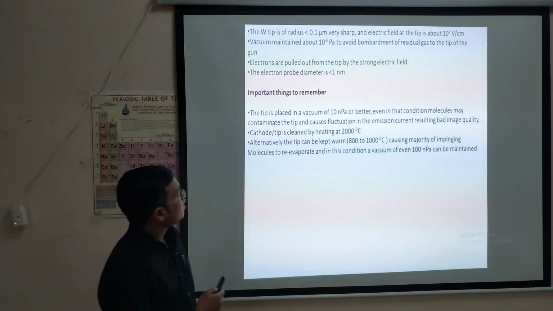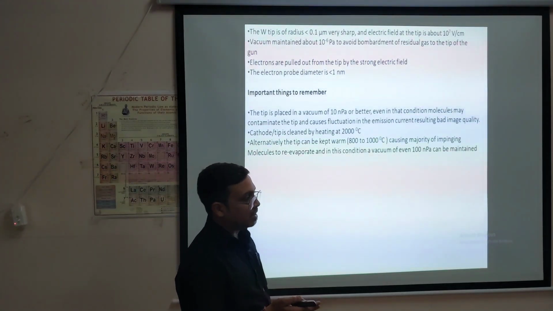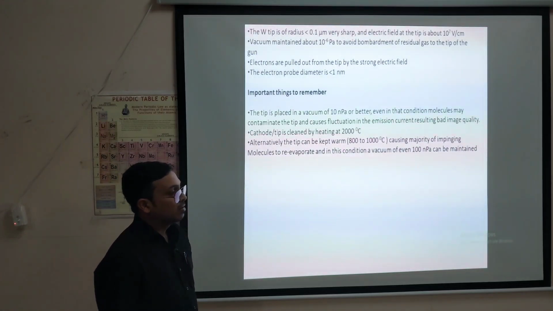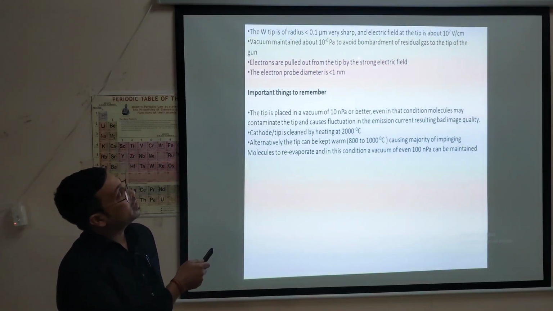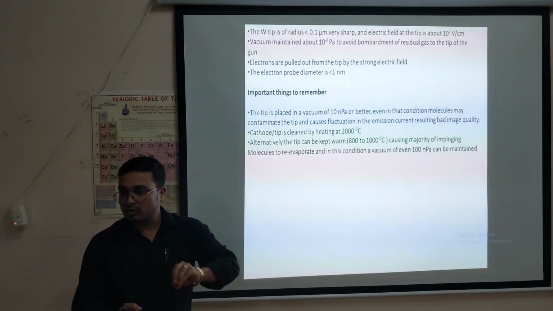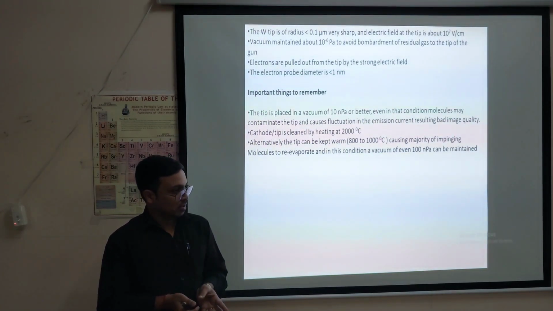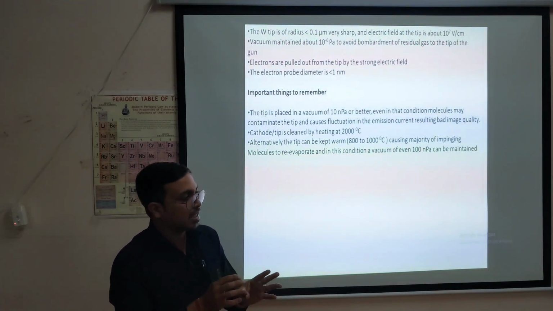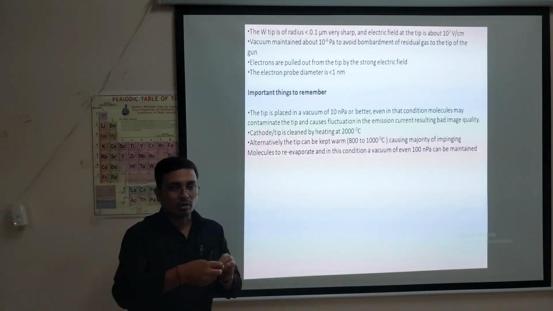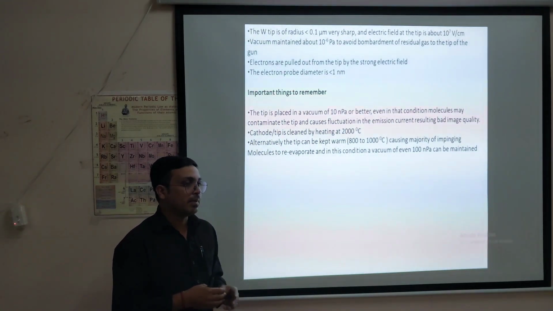Okay. And vacuum, in that case you have a vacuum of around 10 to the power minus 3, but here you need to have a vacuum of 10 to the power minus 6 Pascal. Why is it so? To avoid the bombardment of residual gases. During the ejection of electrons from the tip, you have made the vacuum, but still there will be some amount of residual gases. They will start accumulating on the surface of the tip and they will damage the tip.